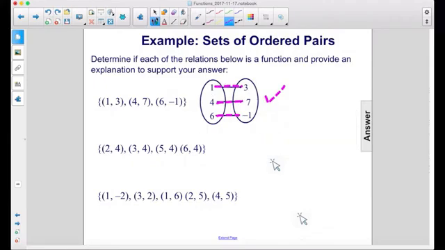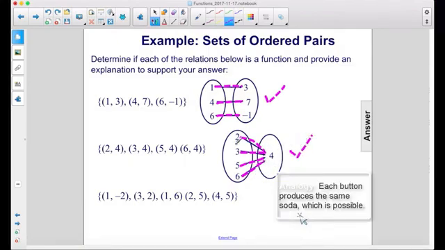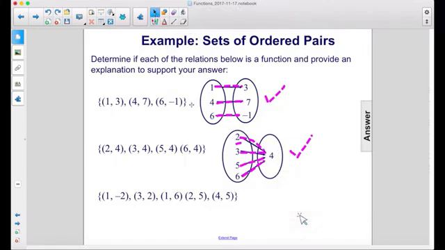All right, next one. Here we have another set of ordered pairs, or a relation. Draw the map. Here we go, there's our map. All right, so 2 maps to 4, 3 maps to 4, 5 maps to 4, and 6 maps to 4. They all point to one output. Is this a function? It is, because each input has to map to one output. So it doesn't matter that they all point to this one output; each one of these just needs to point to one number.